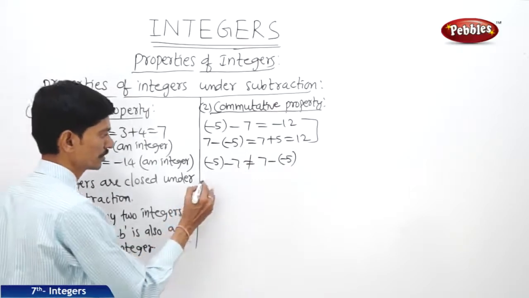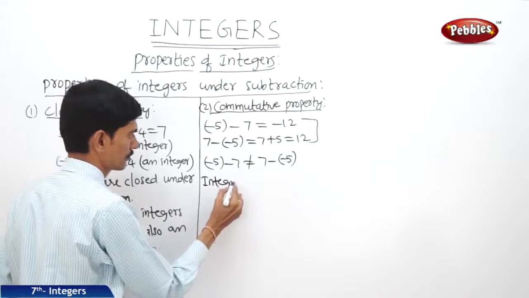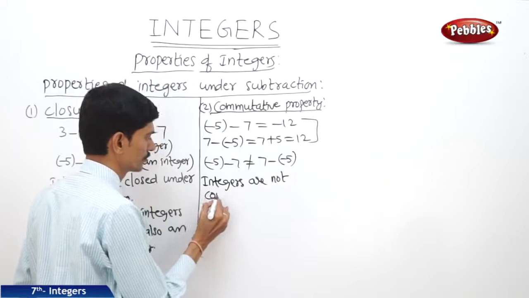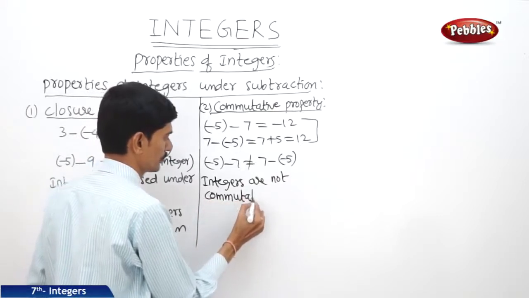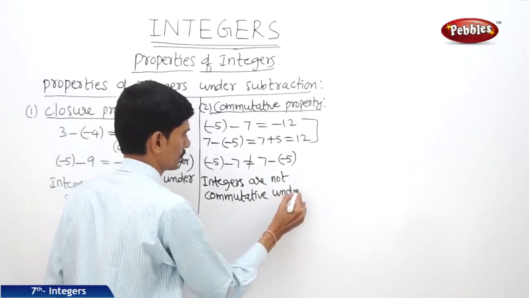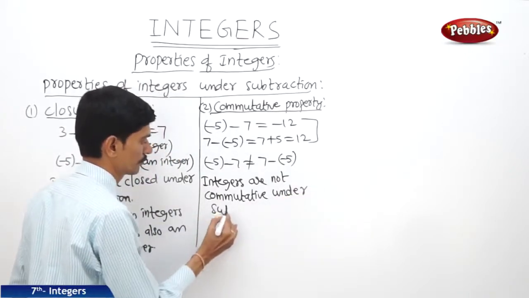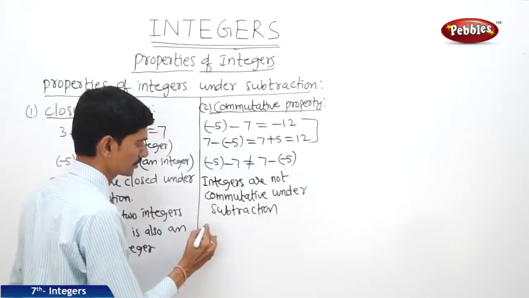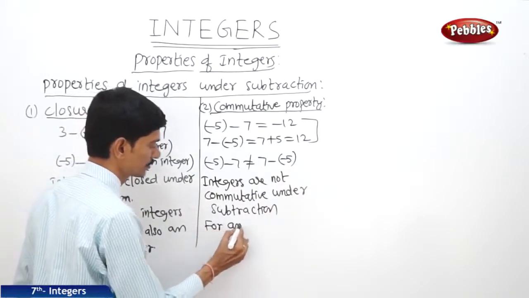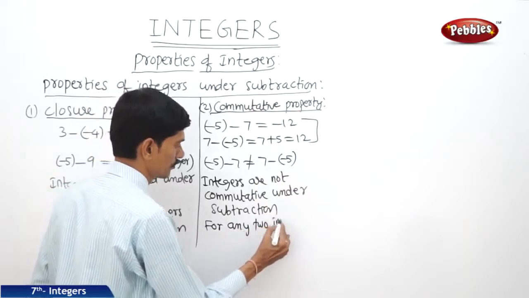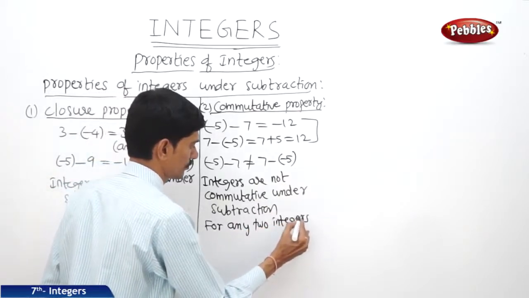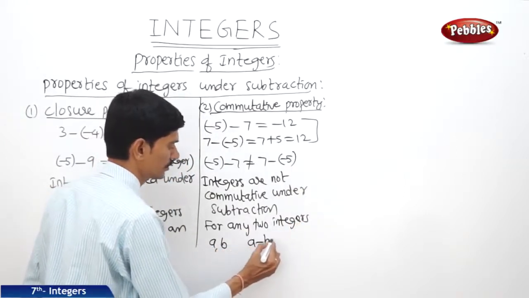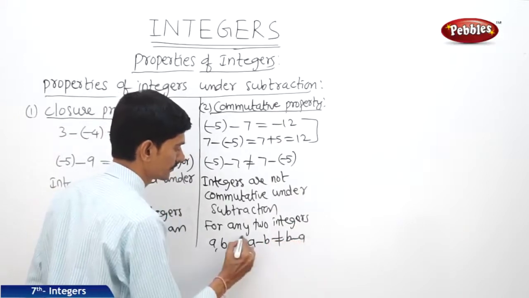So we can write that integers are not commutative under subtraction. Now let us write the statement for any two integers A, B: A minus B is not equal to B minus A.